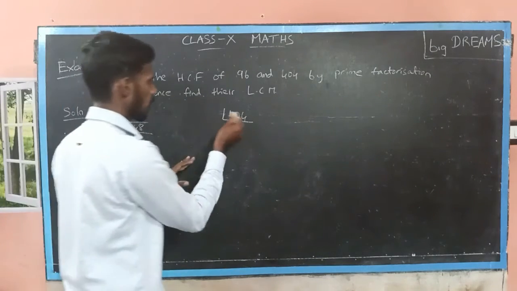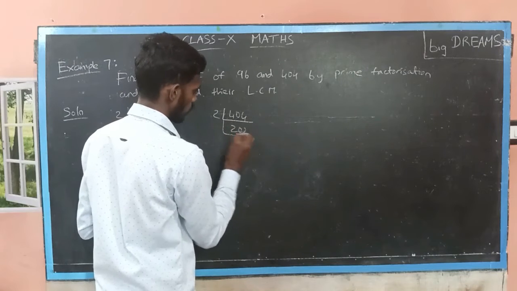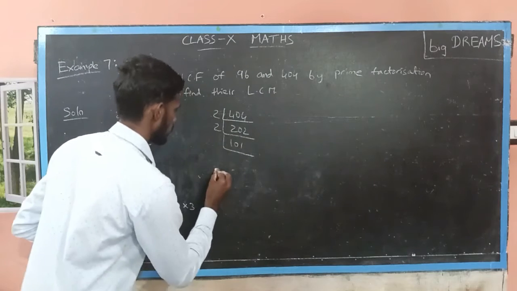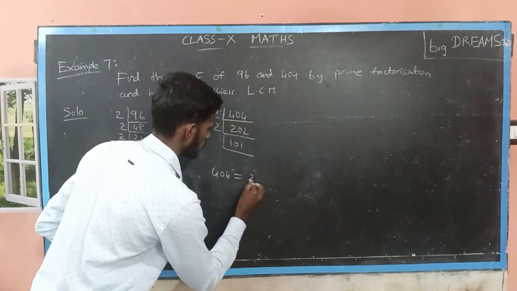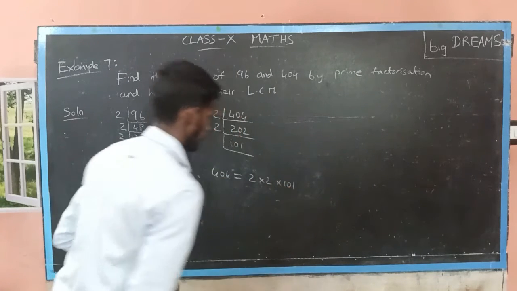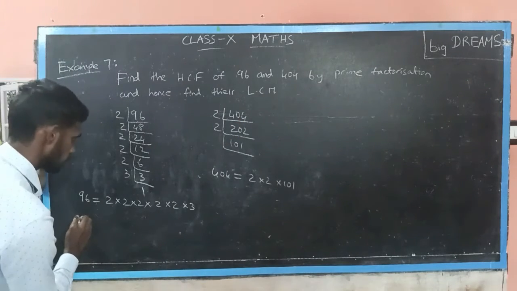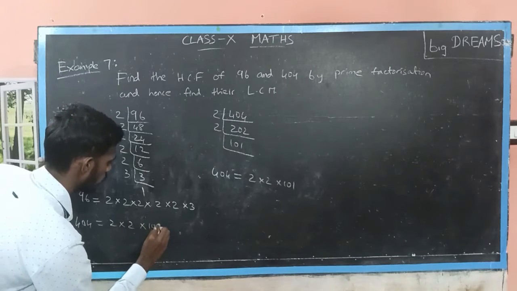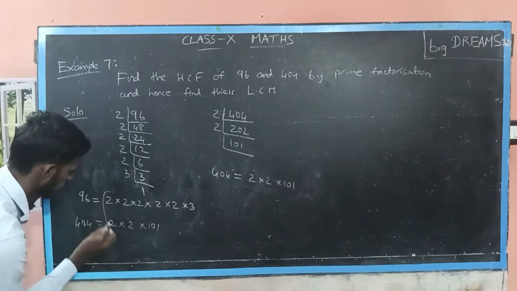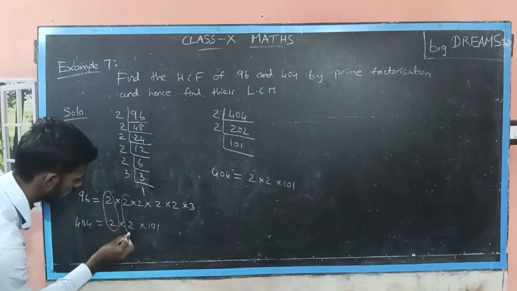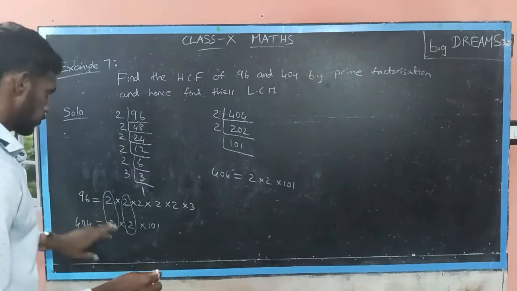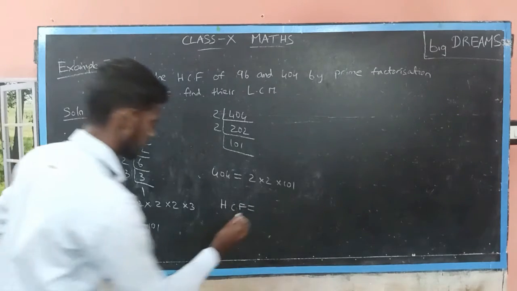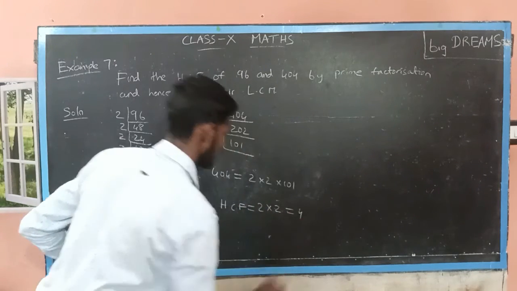Okay, then for 404 we will get 202. So again 101. So 101 is a prime number. 404 can be written as 2 into 2 into 101, right? So grouping the common factors, I am getting 2 sets, right? So the highest common factor is 2 into 2, this set into this set. So I am getting 4.